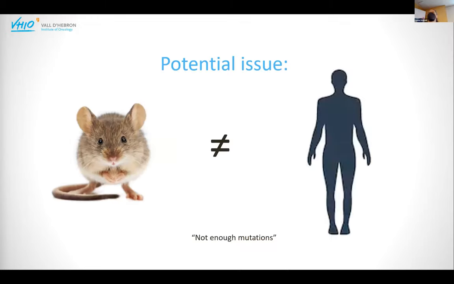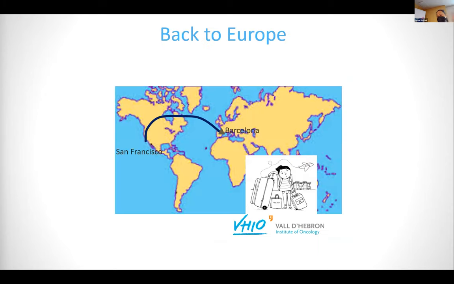However, again, I was very excited and I started talking about this, but they told me, you are working with something that is too easy. This is a tumor that has only one mutation. Human tumors are a completely different story. By that time I was planning to come back to Europe and I chose the Vall d'Hebron here to start working back here in Europe.